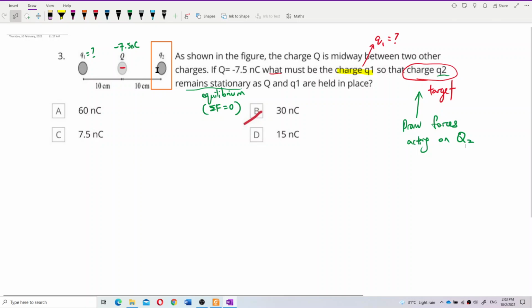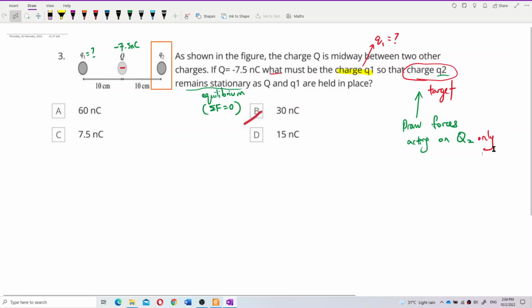So we need to see the relationship between Q1 and Q2. We also need to see the relationship between the big Q and the Q2. The relationship between Q and Q1 is not important, we can disregard it. Draw all the forces only on Q2. Understand? On Q2 only, because it is our target, we want to see it in equilibrium.